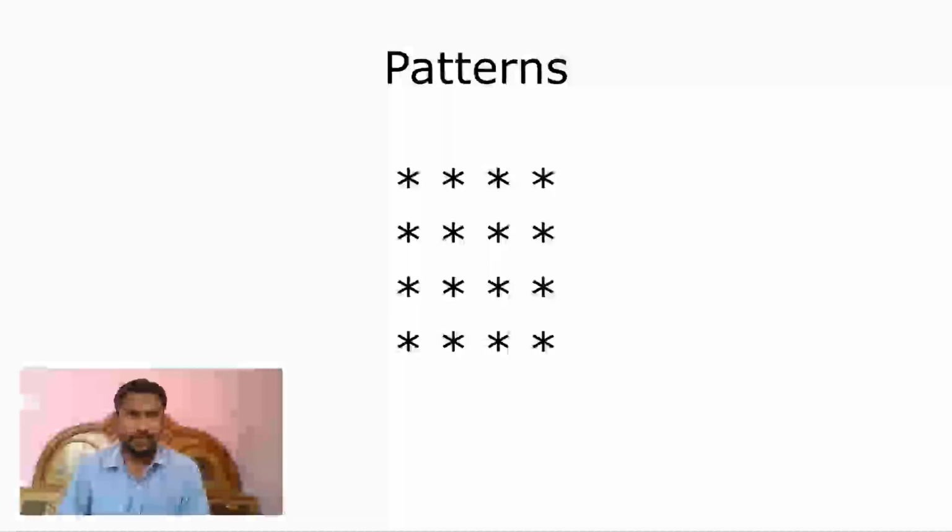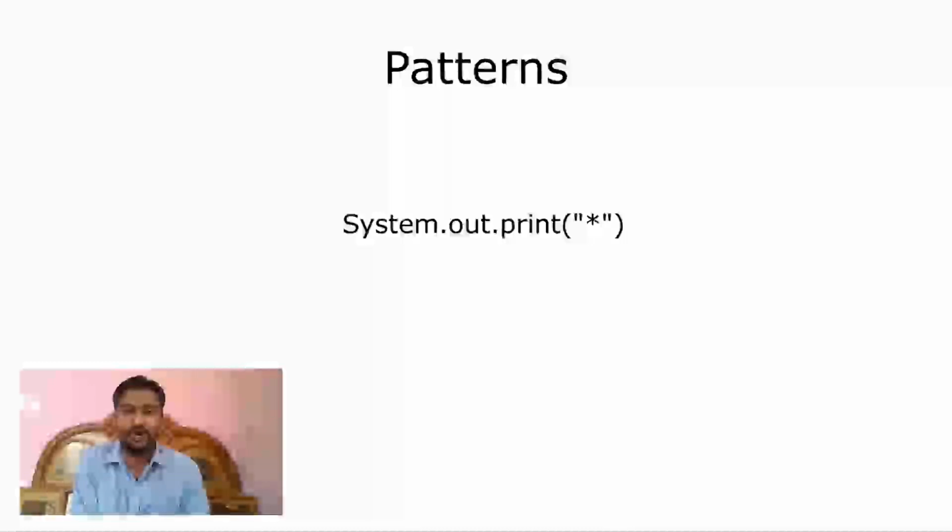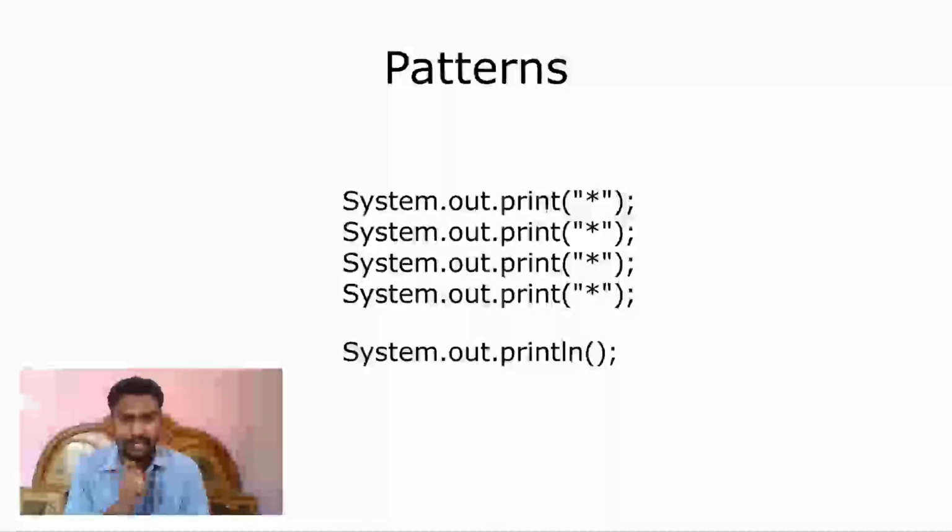The first line prints 4 stars, then the second line 4 stars, third line 4 stars and fourth line 4 stars. If you want to print one star at a time, I have a statement: System.out.print("*"). Now the question arises how to do it. Write one statement for the first star, a second statement for the second star, a third statement for the third star, and the last one is the fourth statement for the fourth star. Then you have to write println because you have to come to the next line.